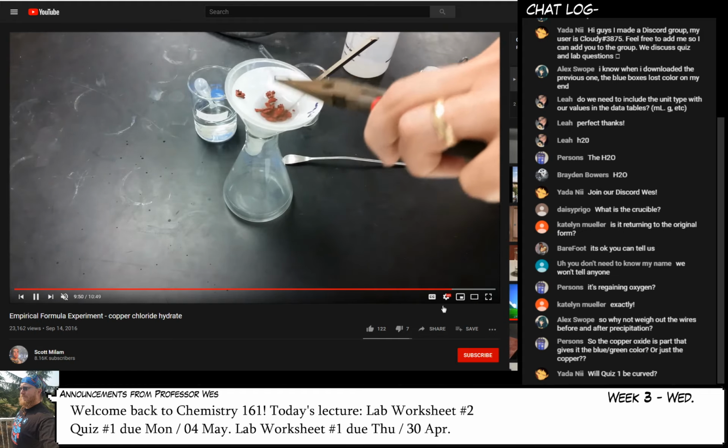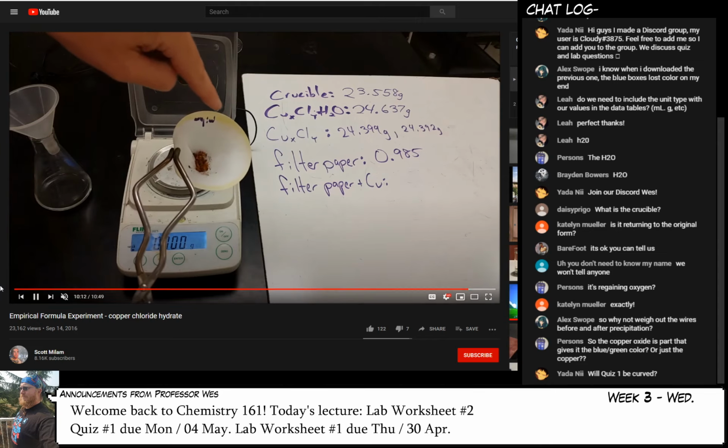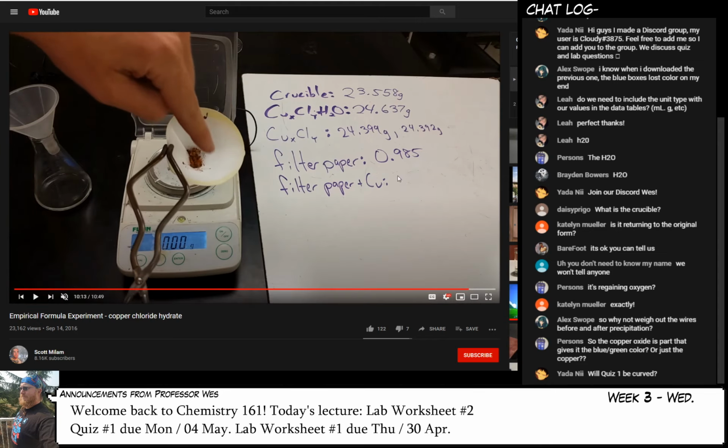All right, so he's got all the copper down. Now he's going to go weigh the copper. And once he's weighed the copper, he'll know the mass of the copper. He knows the mass of the water from up here, this experiment. And then you can figure out the chlorine by difference. All right, that's experiment 1.